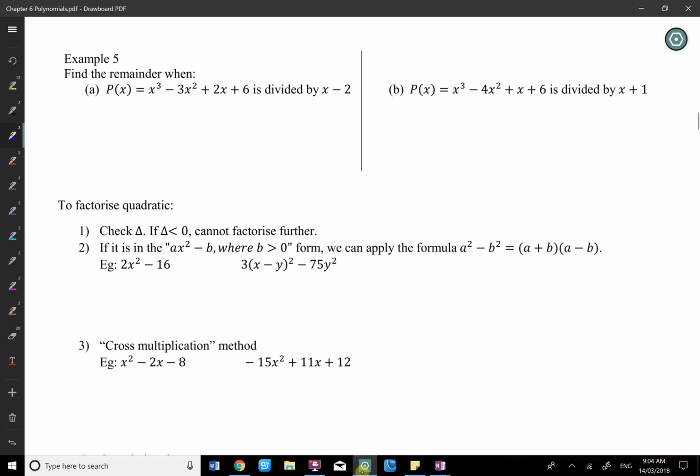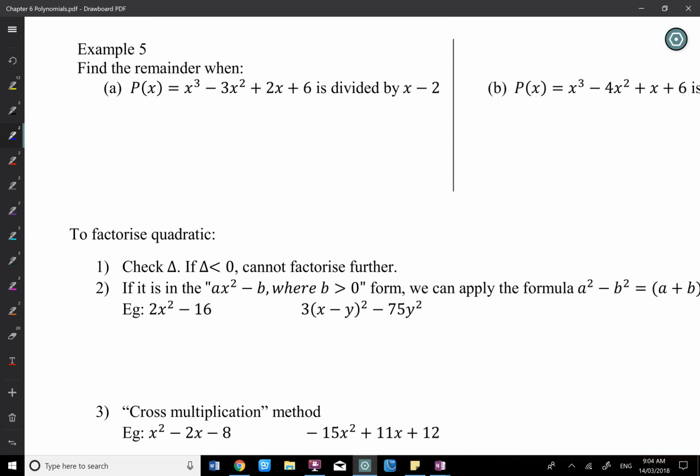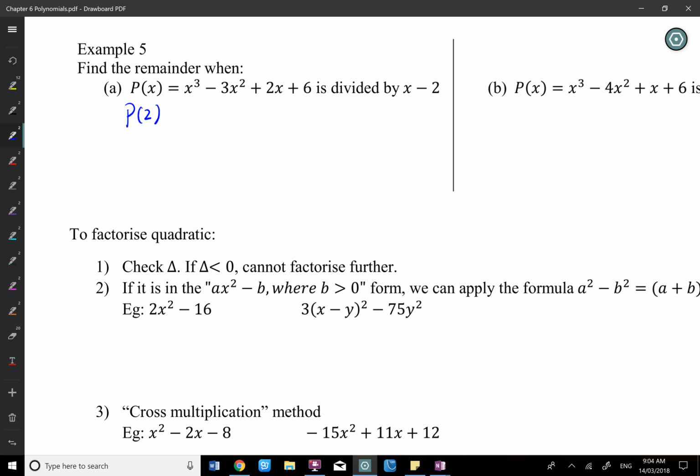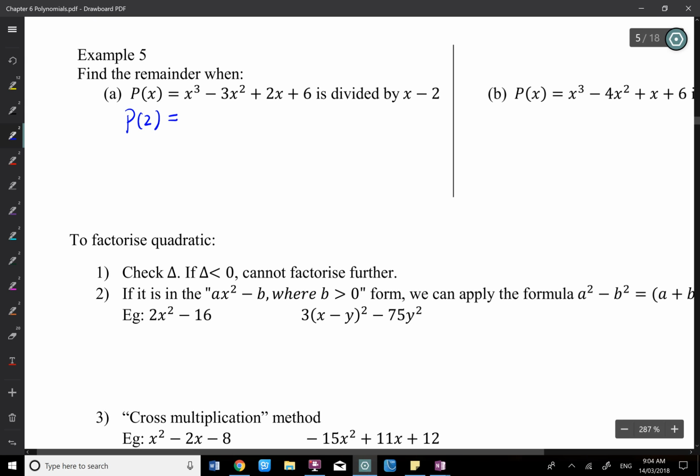Find the remainder when you divide by x minus 2. So we know P(2) will be the remainder. When you make x minus 2 become 0, then x equals 2. You sub x equals 2, which is P(2), the remainder. So P(2) equals 8 minus 3 times 4 plus 2 times 2 plus 6. That is 8 minus 12 plus 4 plus 6, which equals 6.